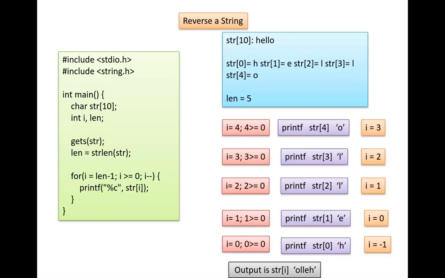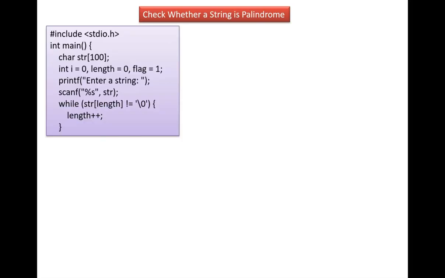OLLEH. So this is how you reverse a string without using strrev. Moving on, this is a very important example to check whether a string is palindrome or not. So I have my string called str. I have 3 accumulator variables: i, length and flag.